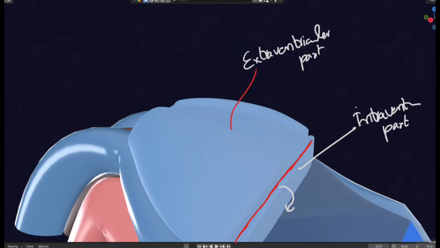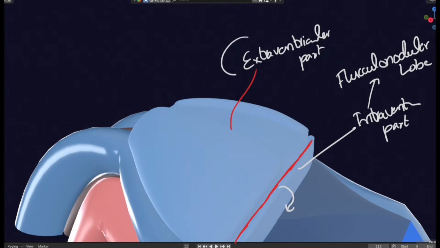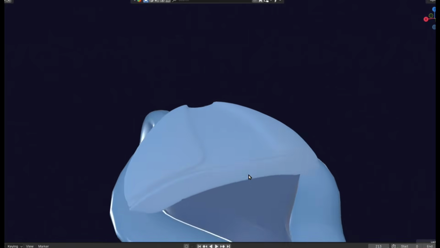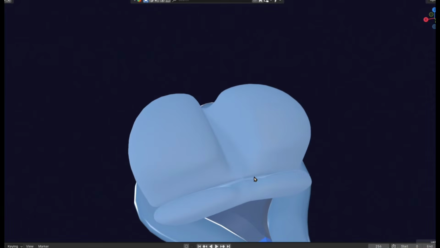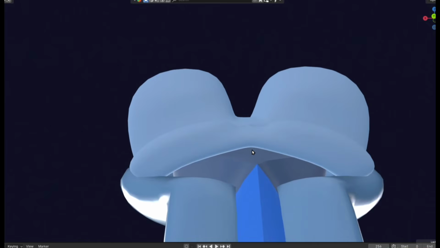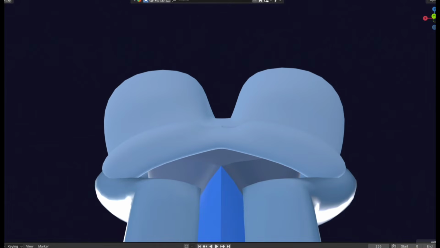Now the intraventricular part will form the flocculonodular lobe of the cerebellum, and the rest of the cerebellum, which is basically the anterior and posterior lobes, will be formed by the extraventricular part. Don't worry, I will show these things to you and it will become more clear in a minute. So ultimately they will grow like this, and now I think you can see more clearly that this is the flocculonodular lobe.